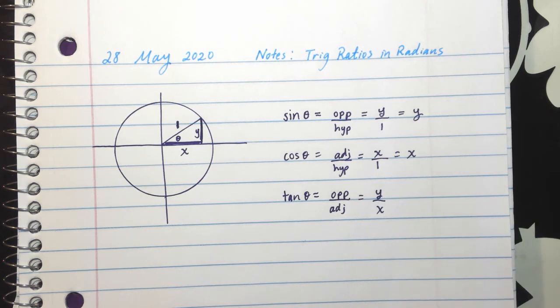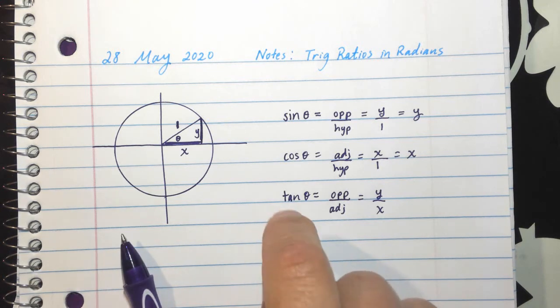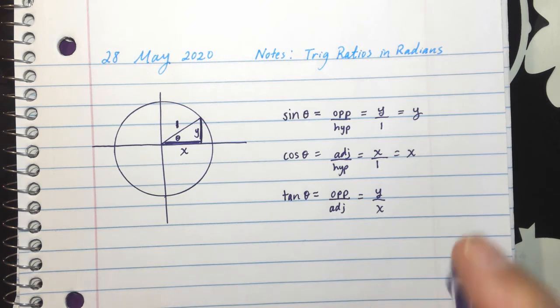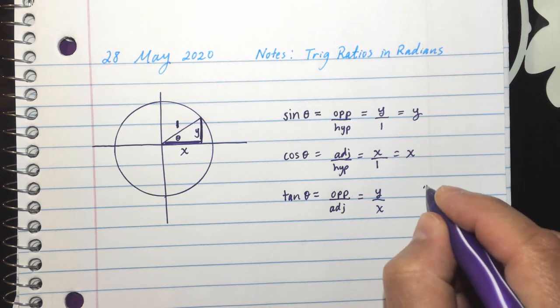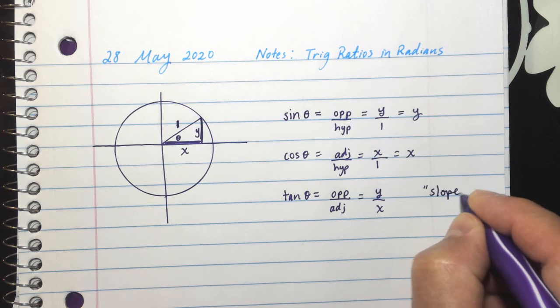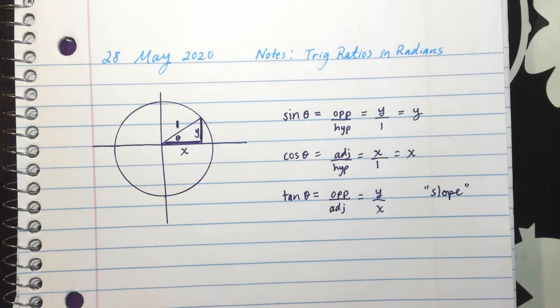A couple of you repeatedly did tangent upside down on one of the previous assignments. You have to be careful. Tangent is like slope. Think slope. Slope is y over x, or change of y over change of x. Tangent is like slope.